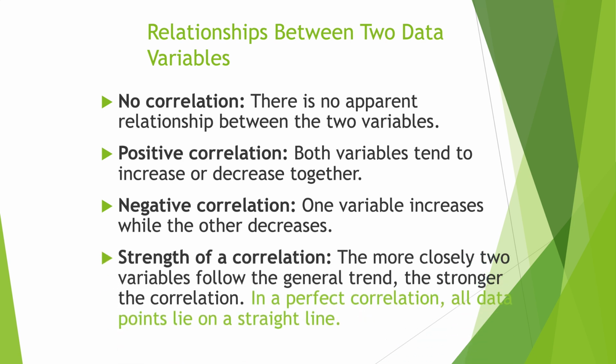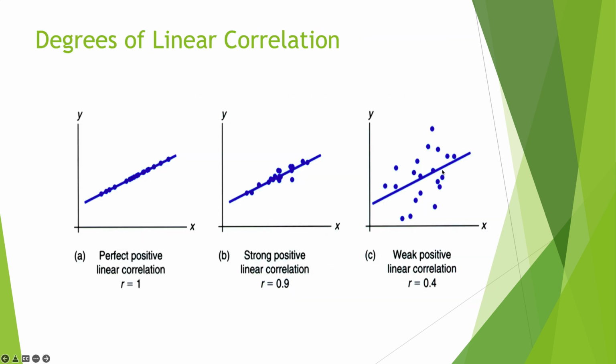And then the strength of a correlation. The more closely two variables follow the general trend, the stronger the correlation. In a perfect correlation, all the data forms a straight line. Okay, so here's a picture of different correlations.